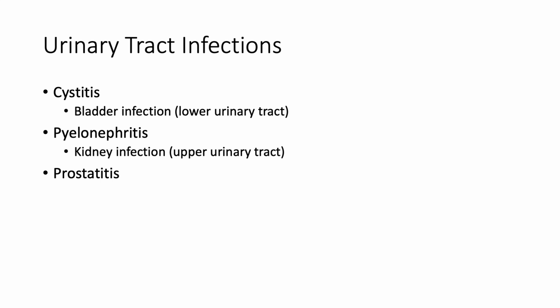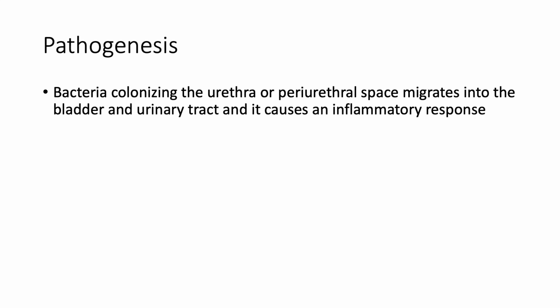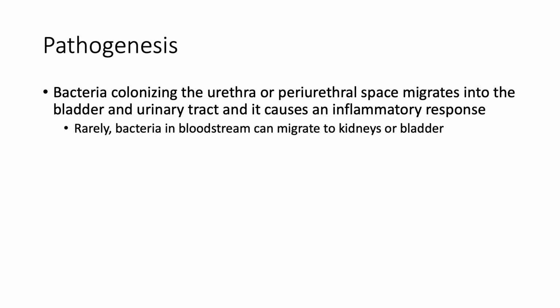Urinary tract infections are divided up into cystitis, which is a bladder infection, pyelonephritis, which involves the kidneys, and also prostatitis. So urinary tract infections are caused by bacteria that have colonized the urethra or periurethral space and then migrated into the bladder, and then they can ascend into the urinary tract, and that causes an inflammatory response.